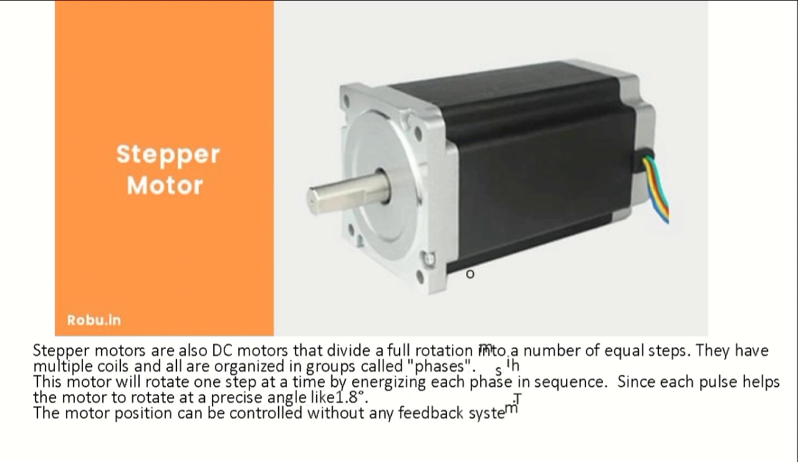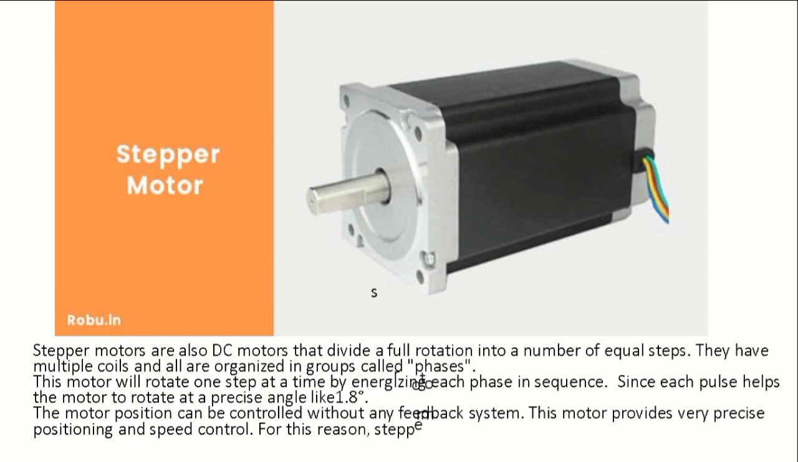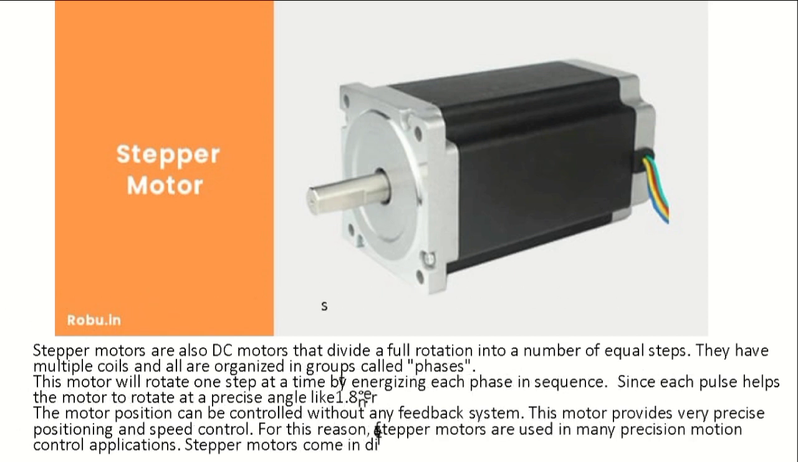The motor position can be controlled without any feedback system. This motor provides very precise positioning and speed control. For this reason, stepper motors are used in many precision motion control applications. Stepper motors come in different sizes and electrical characteristics.